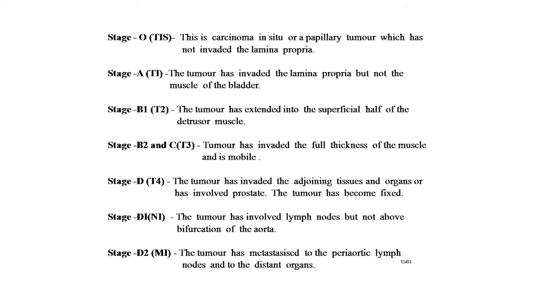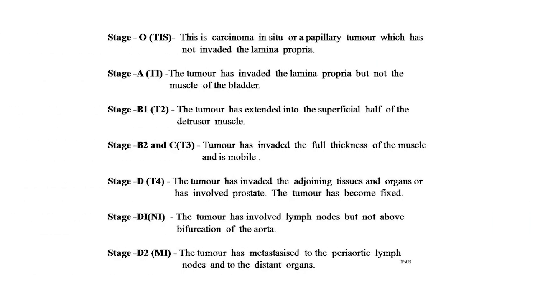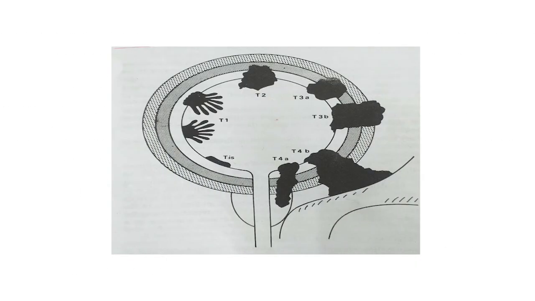Now, stages. Stage 0, that is TIS: this is a carcinoma in situ or a papillary tumor which has not invaded the lamina propria. Stage A: the tumor has invaded the lamina propria but not the muscle of the bladder. Stage B1, that is T2: the tumor has extended into the superficial half of the detrusor muscle.